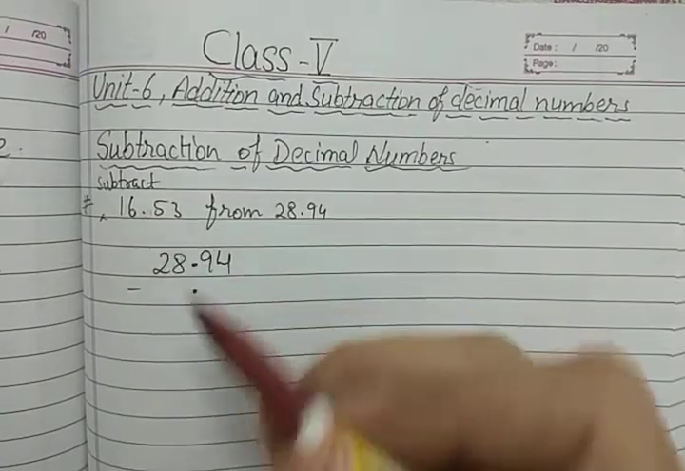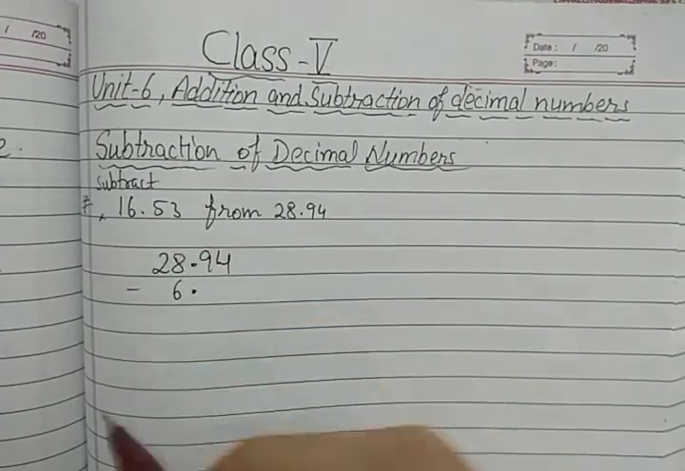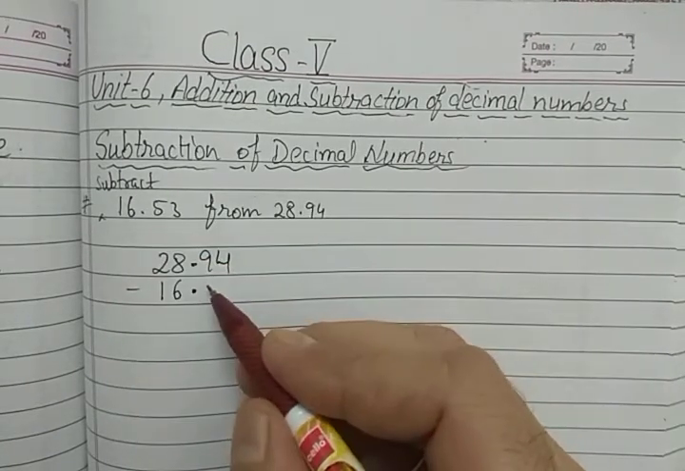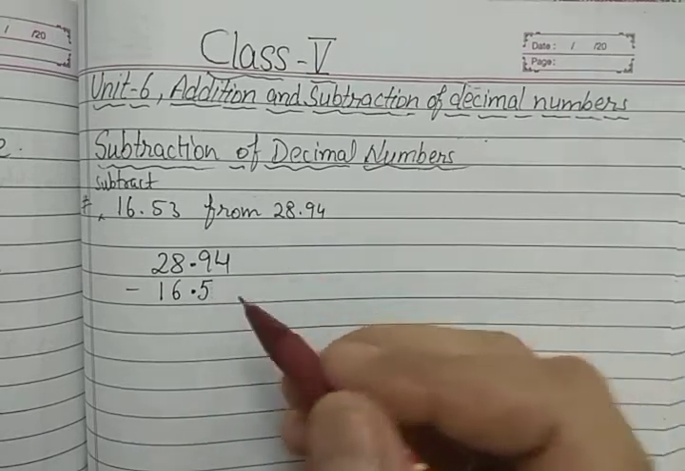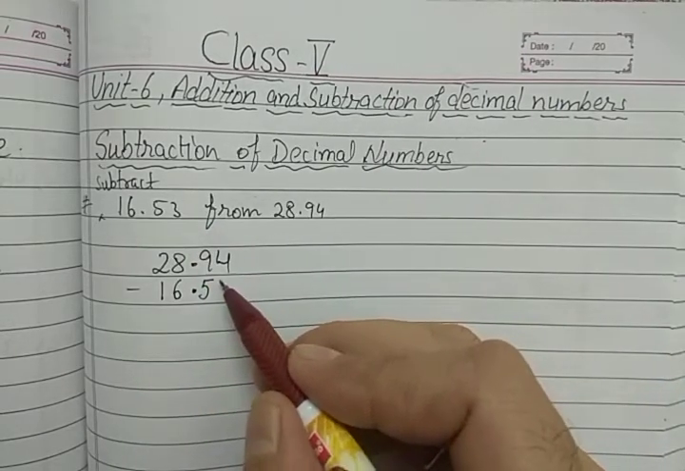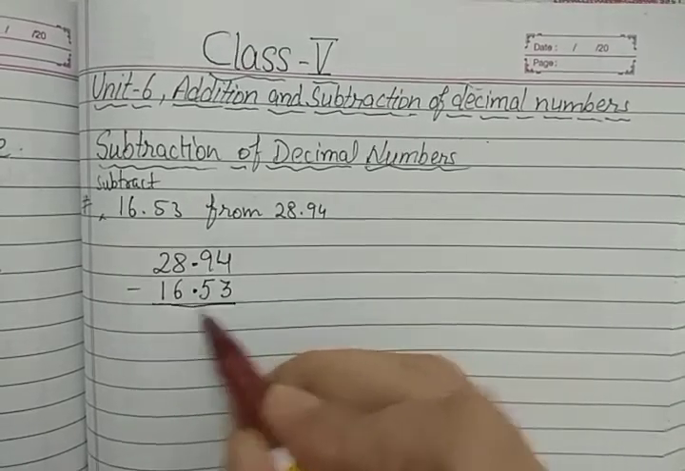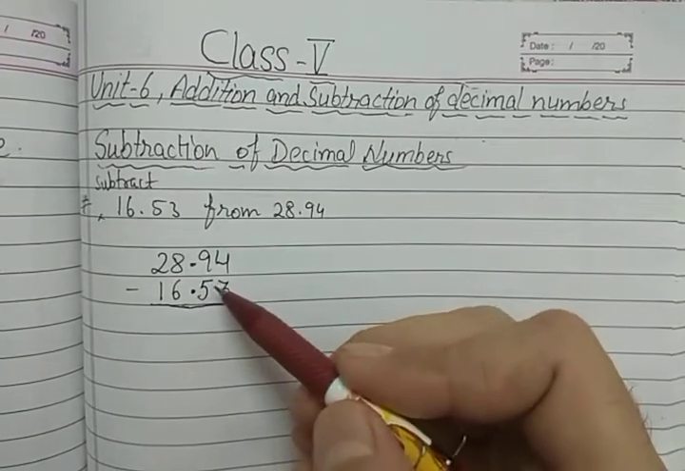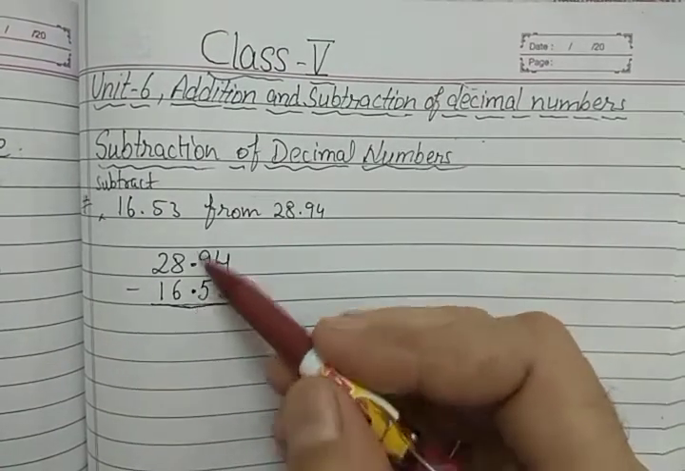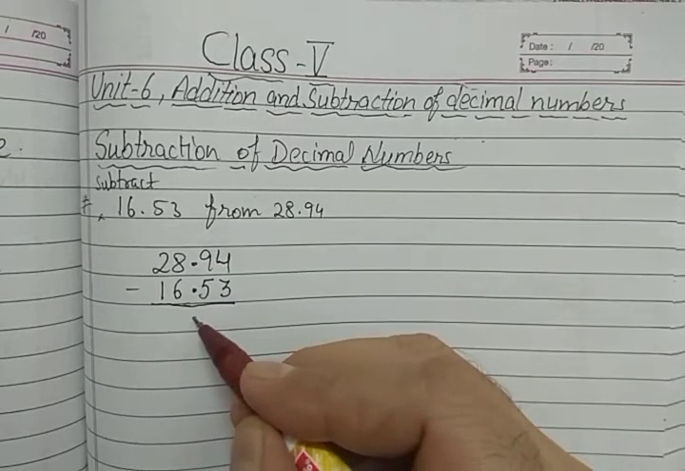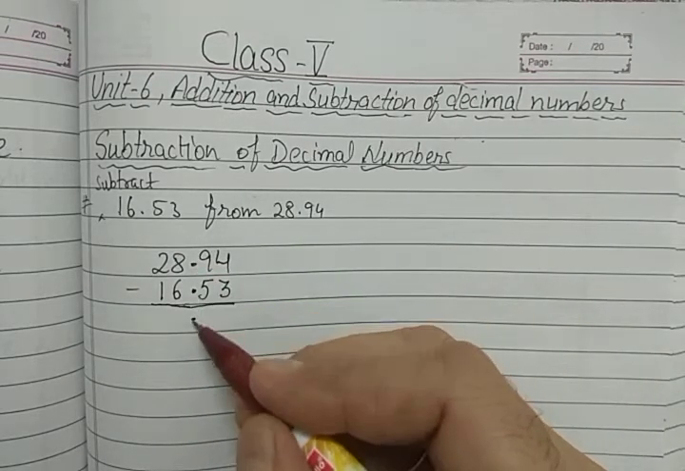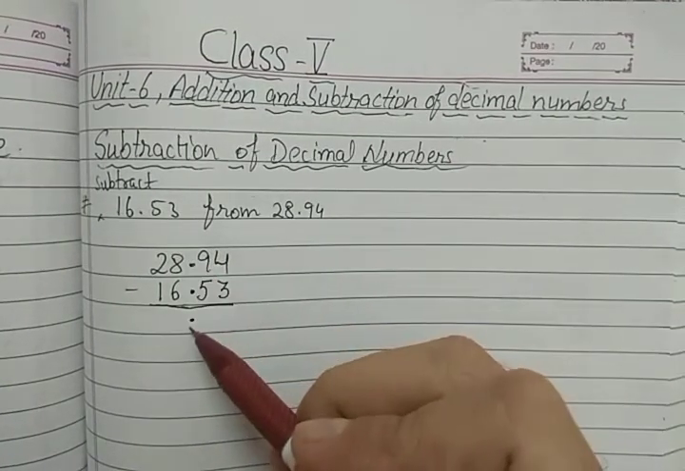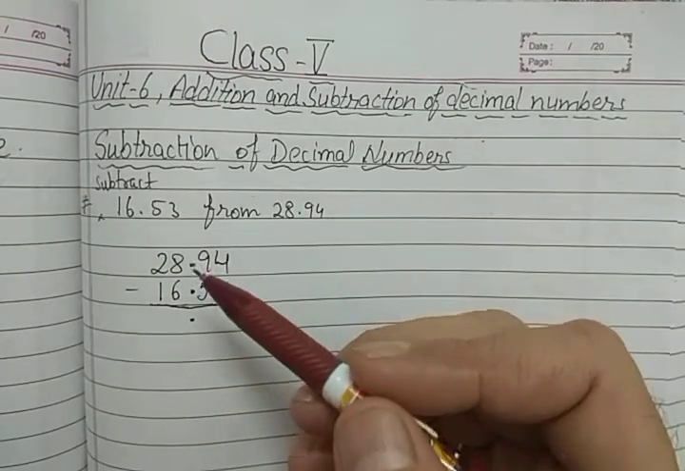For example, 6 is at ones place, so it will come under ones. 1 is at tens place, so it will come under tens place. 5 is at tenths place, so it will come under tenths place. And 3 is at hundredths place, so it will come under hundredths place. So this is very important, how we arrange these decimal numbers. What we did in addition too, the decimal should come in a straight line. That is the most important thing. In the answer also, your decimal should come in the same place, in a straight line, just like the buttons on a shirt.